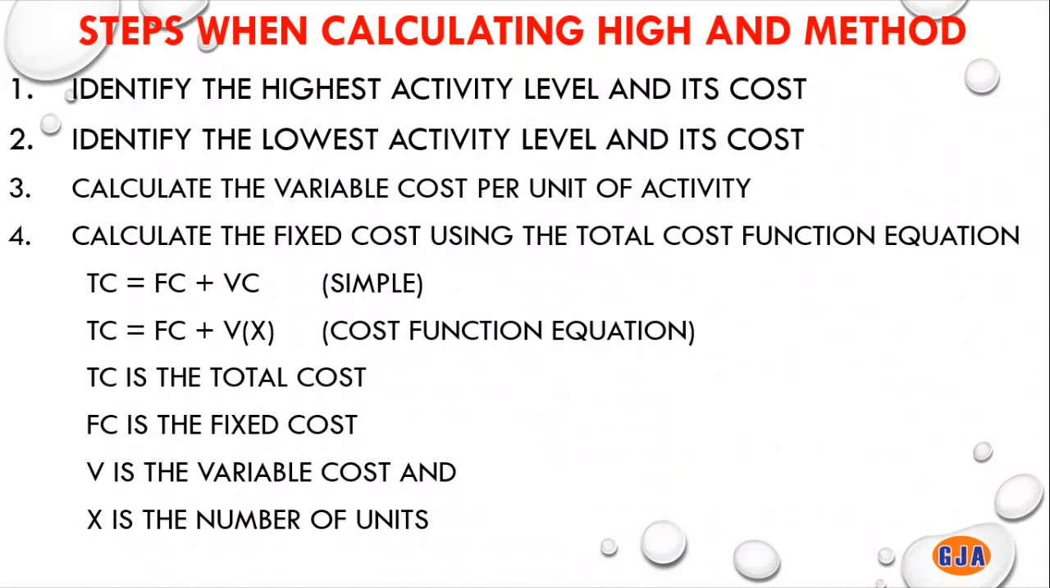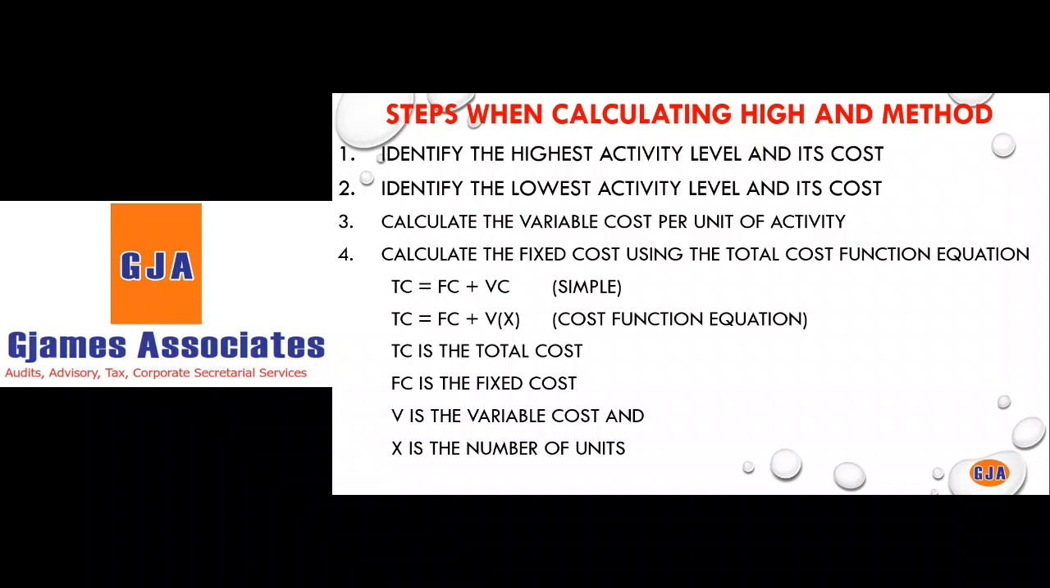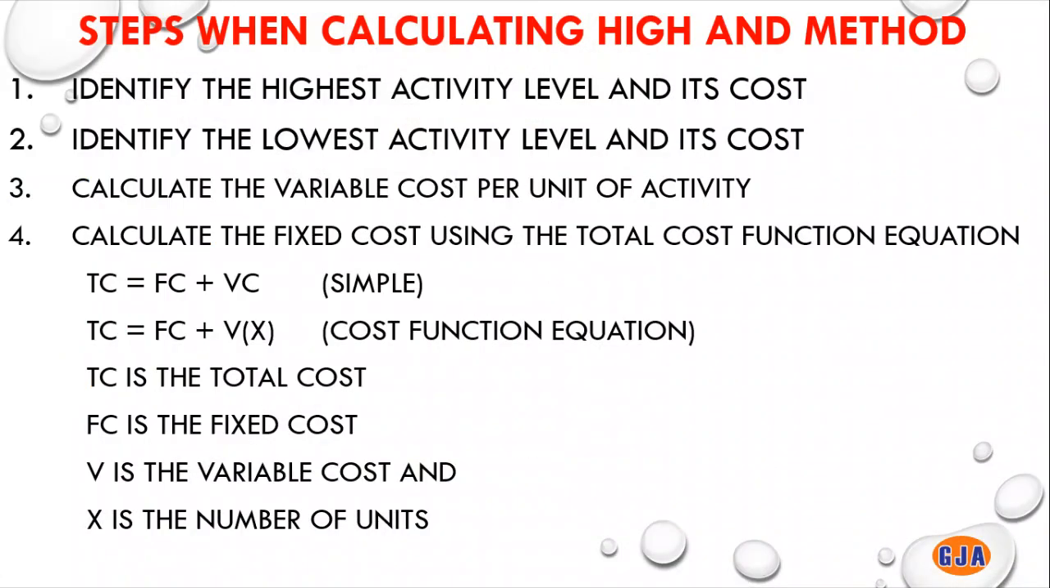Okay, here we are, steps when calculating the high and low method. So these are the steps when we are calculating the high and low method. First of all, we need to identify the activity levels and their associated cost. Let me come again. When we are calculating the high and low method, it is important for us to determine and identify the highest activity level and its associated cost. Also, which we can call the second step, is to identify the lowest activity level and its associated cost.